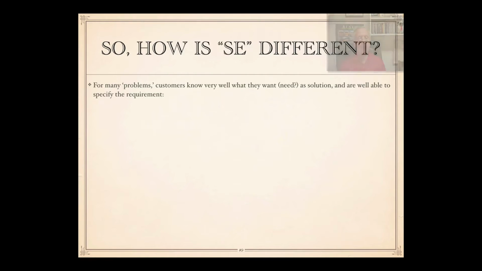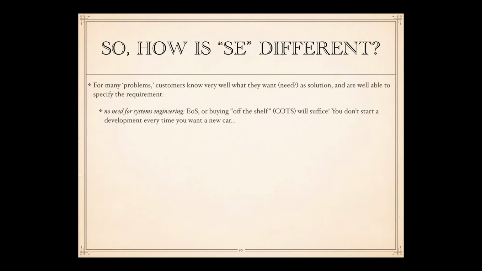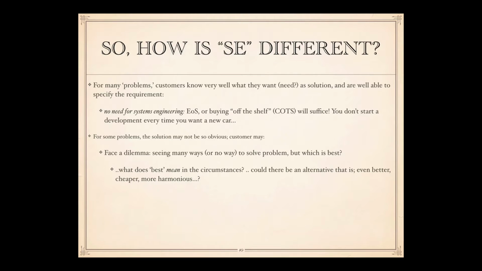so that the whole is an integrated unit. For many problems, customers know very well what they want, or should it be need, as a solution, and are well able to specify the requirements. In those cases, there is no need for systems engineering. Engineering of systems or buying off-the-shelf, commercial off-the-shelf software, COTS, will suffice. You don't start a development every time you want a new car, for example.